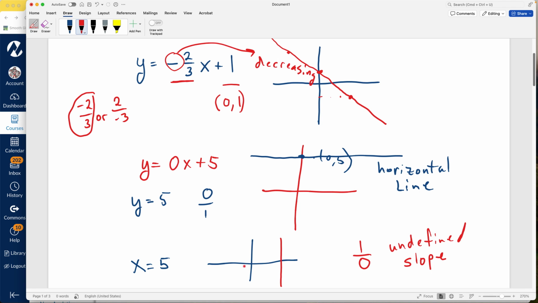So vertical lines typically break the mold. They don't have a y-intercept. It's not that they don't have slope, it's undefined slope. But this is typically the hardest one because it's outside the other ones. So those are all our linear equations. We're going to need to find slope. We're going to need, when we have a slope, determine whether it's increasing, decreasing, horizontal, or undefined.